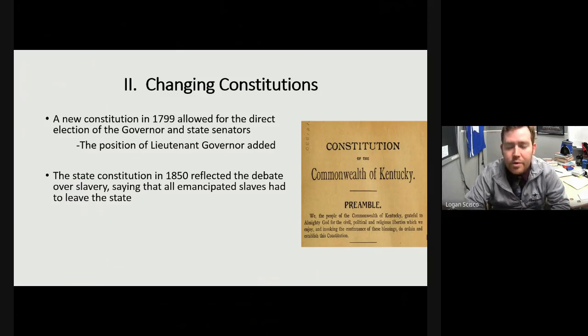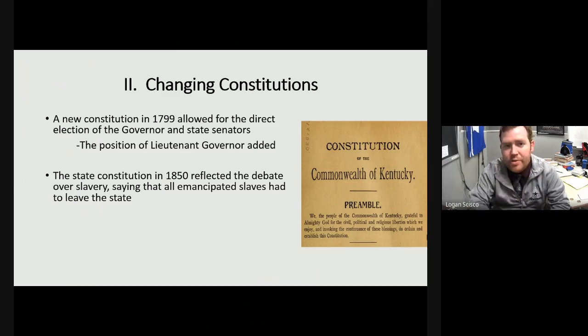In 1850, there was a major national debate over the topic of slavery. Remember, Kentucky was a slave state, even though we did not fight with the Confederacy in the American Civil War. And the state constitution in 1850 reflected this national debate on the slave debate, and it issued a lot more protections for slave owners in the state to maintain control of their slaves and gave them a lot of leeway to do so. In addition to that, if an owner made the choice to free their slaves, those newly emancipated slaves had to pick up and leave for another state.